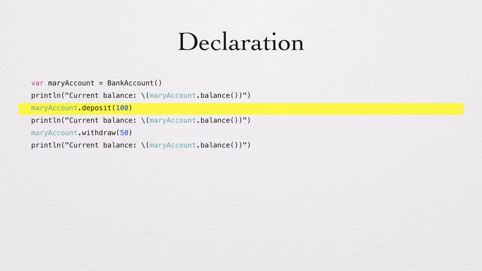You may deposit some money in the account by calling its deposit method. You can verify the deposit by checking the balance amount one more time. To withdraw some money, you will call the withdraw method. Once again, the effect of this method is verified by printing the new balance on the console. So declaring and using classes is very much similar to using structures that you learned in the previous lesson.